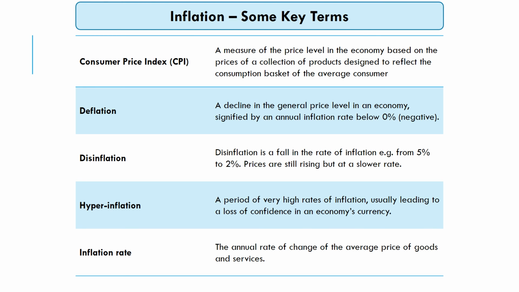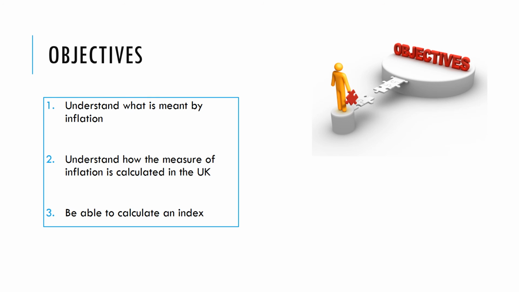Okay, before we finish off, some key terms: consumer price index, deflation, disinflation, hyperinflation, and the inflation rate. Let's check we've got these in our notes. So, to wrap up, in this video we've looked at what is meant by inflation, how inflation is calculated in the UK, and to do that we should be comfortable with calculating an index.